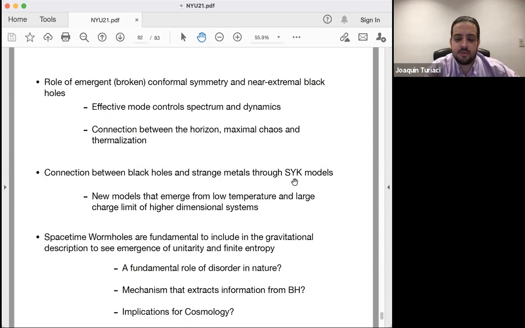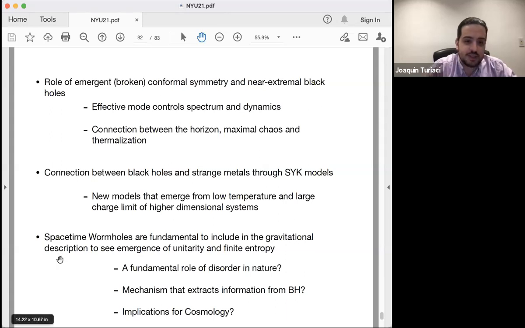Also, I pointed out very briefly, but most of the things I say, you can translate to condensed matter and make some statements about interesting systems like SYK. And I think it's interesting to find new models where there is this pattern of symmetry breaking and this low temperature, large entropy behavior, and especially from these higher dimensional systems that I mentioned before.